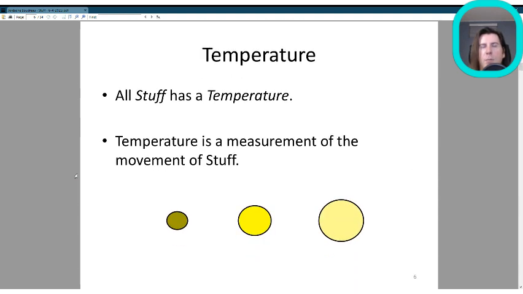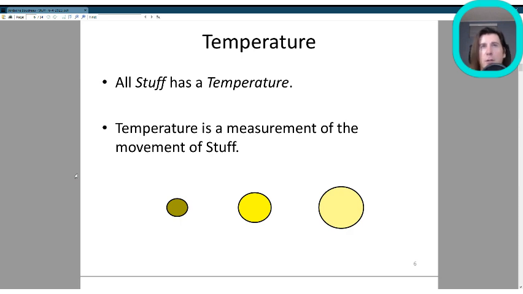Anyway, and then temperature. All stuff has temperature. Temperature is a measurement of movement of stuff. What I'm talking about here is an intrinsic temperature, depending on what level you're at, and I'll get into this later. If you heat up a glass of water in the microwave, it gets more energy. If you cool it off, it gets less energy. If you leave it at room temperature, it's just at room temperature. Same thing happens for subatomic particles and galaxies. It's just a measurement of energy, but it always gets defined as temperature.